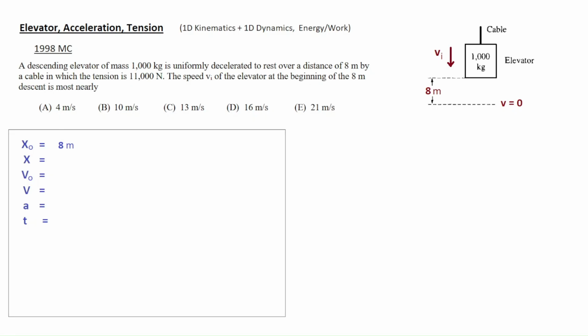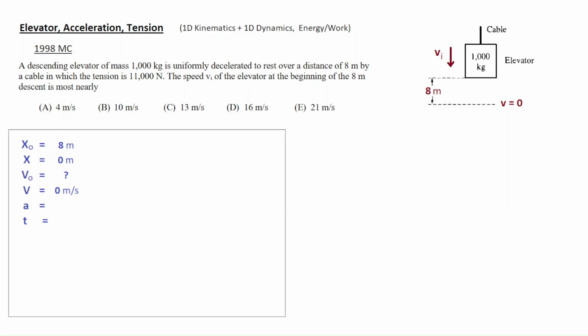We begin with an initial vertical position of 8 meters, and we end with a vertical position of 0 meters. Our final velocity is 0, and our initial velocity is what we're looking for. So we know some things, but we don't know enough to use our kinematic equations yet. We're going to need to solve for one of these 2 blanks to have a chance to use our kinematic equations. And I think acceleration is a good one to go after because we can find acceleration through an analysis of forces.